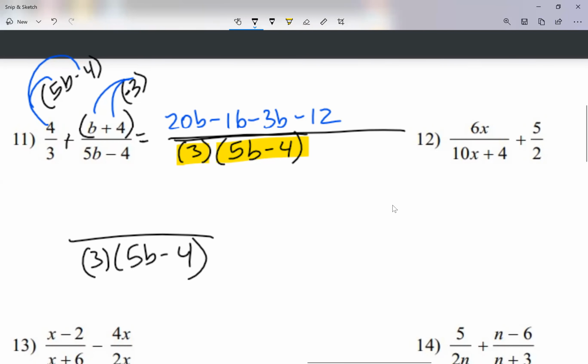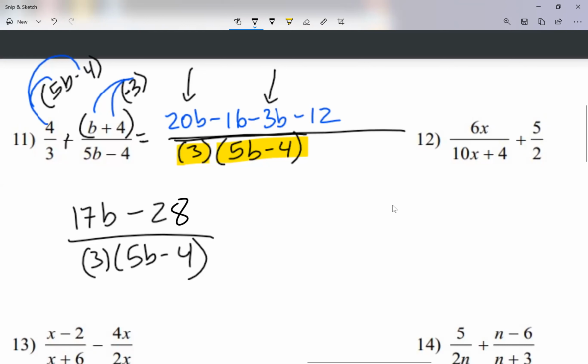Now on the numerator, looking at the top, combine your like terms. I see 20b minus 3b, right? 20 minus 3 is 17. So let me call that 17b. And then I see a -16 minus 12. That's negative 16 and a negative 12. That gives me a negative 28. And that is it. All right, let's take a look at another example.